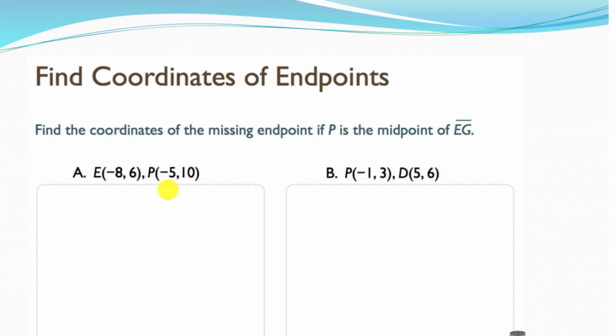In this example now, we're looking for a missing endpoint, and we're given the middle and another endpoint. So we're going to do the same idea, but our unknown is going to show up in a different place. So we're looking for the endpoint. Find the coordinates of the missing endpoint if P is the midpoint. So we're looking for G actually, and G is going to be x, y.